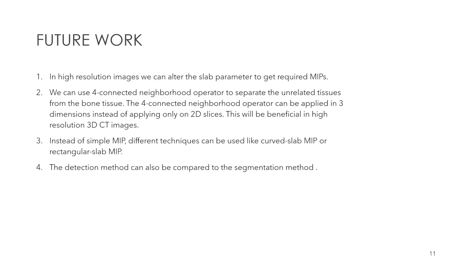Now, for the future work, the data used here was downsampled by a large extent. In high resolution images, we can alter the slab parameters to get required MIPs. We can use 4 connected neighborhood operator to separate the unrelated tissue from the bone tissue. This 4 connected neighborhood operator can also be applied in 3-dimensional instead of applying only on 2D slices. This will be beneficial for higher resolution of 3-dimensional CT images.